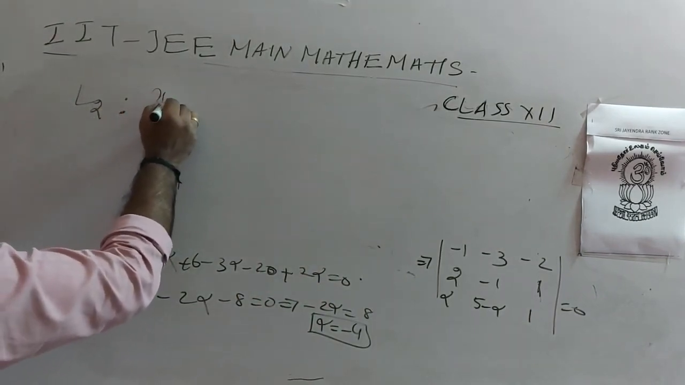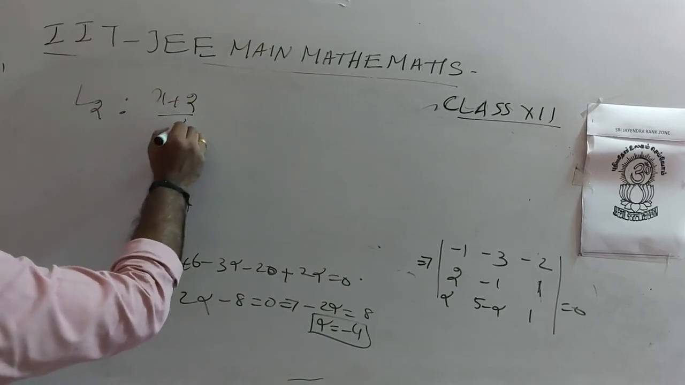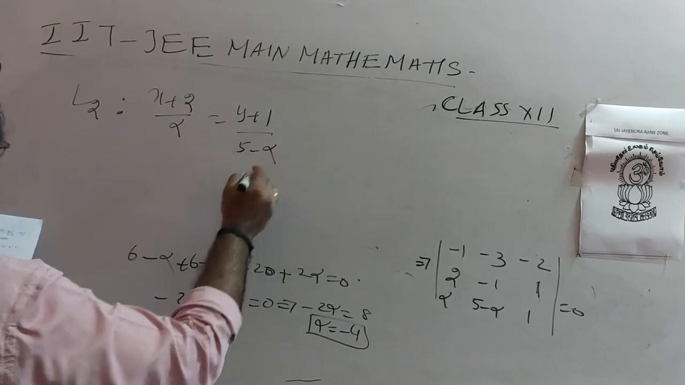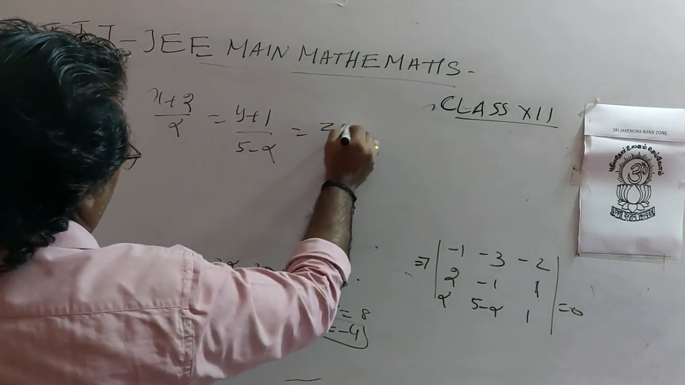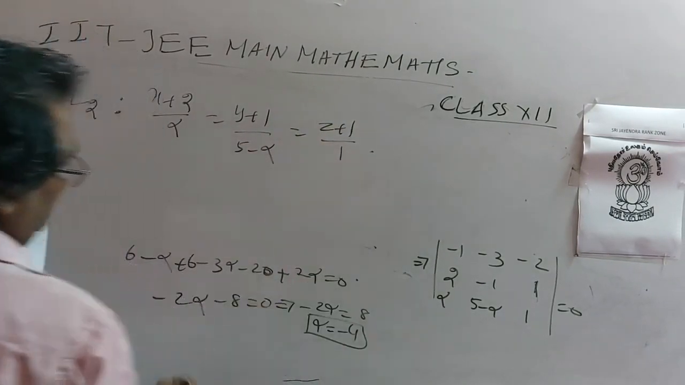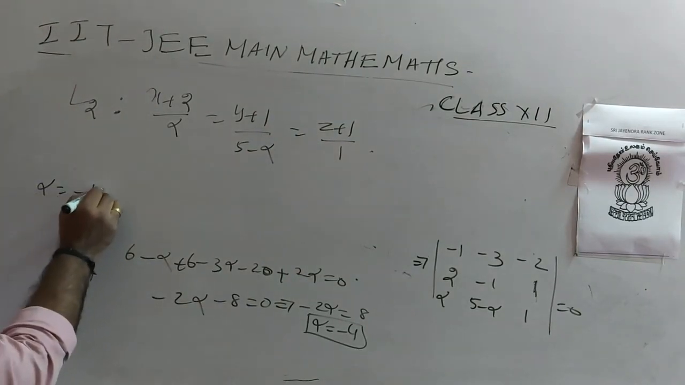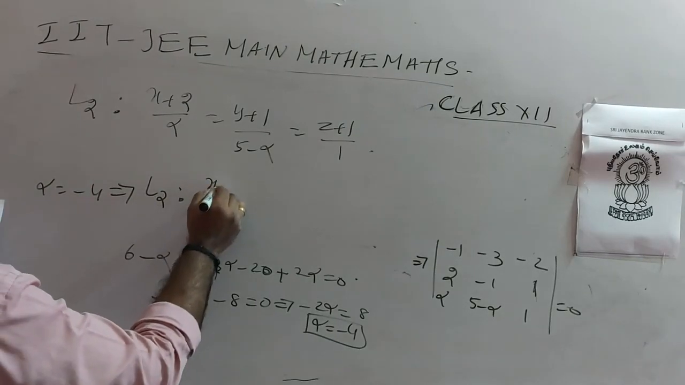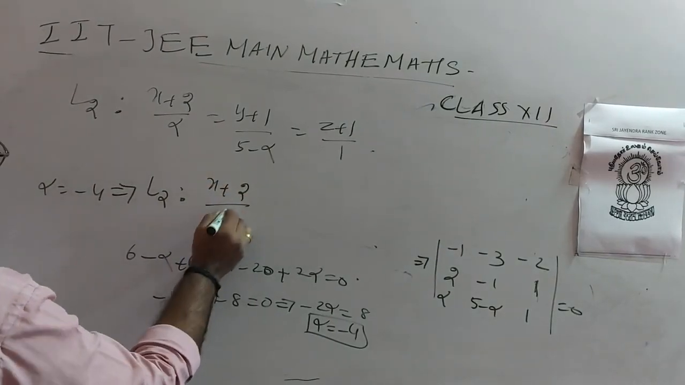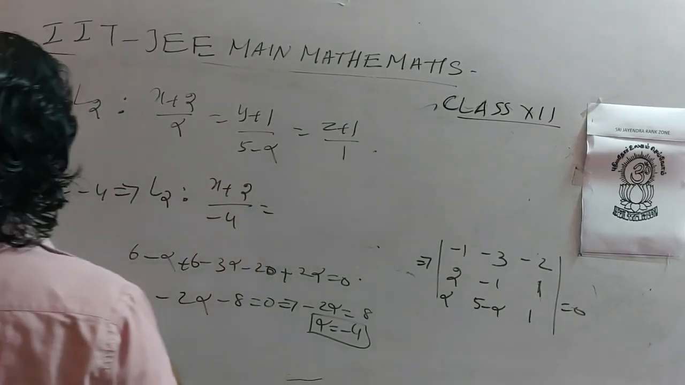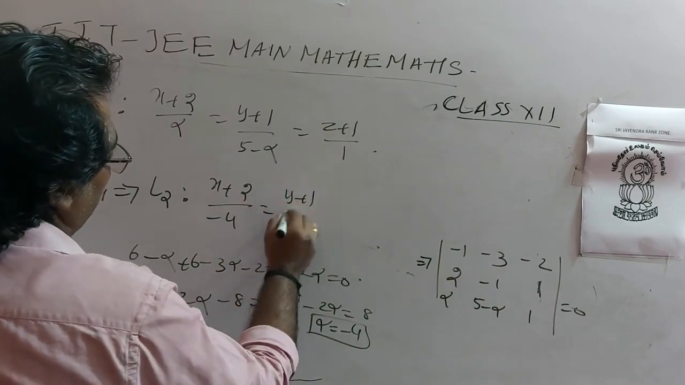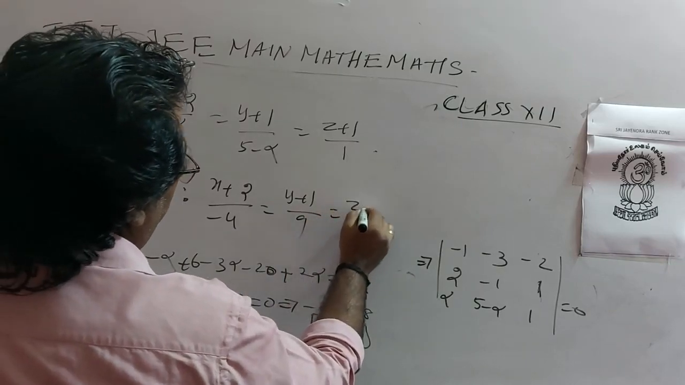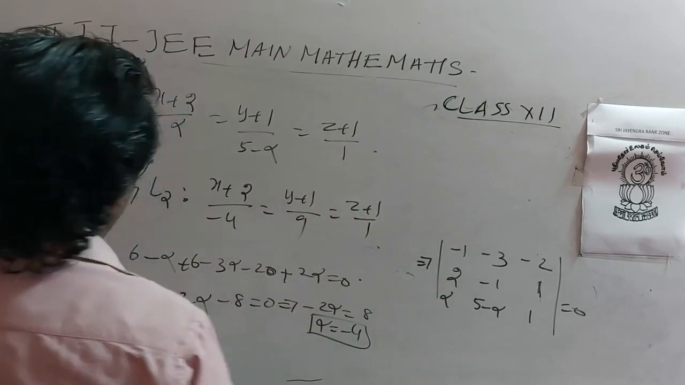L2 is (x+2)/alpha = (y+1)/(5-alpha) = (z+1)/1. Alpha equal to -4 implies L2 is (x+2)/-4 = (y+1)/9 = (z+1)/1.